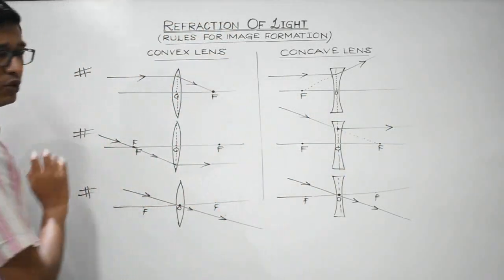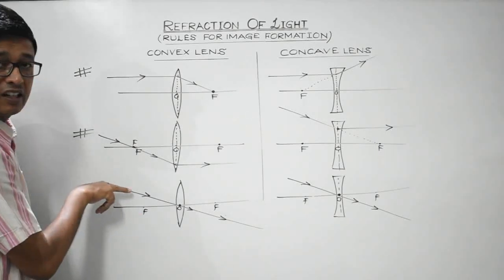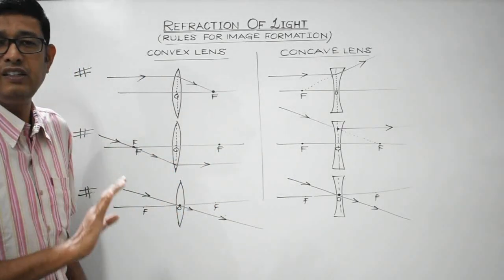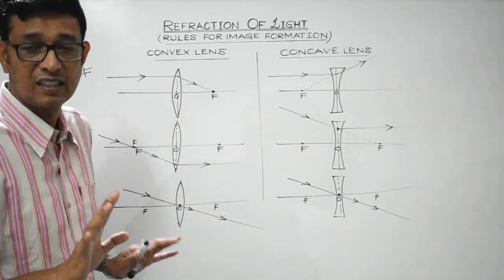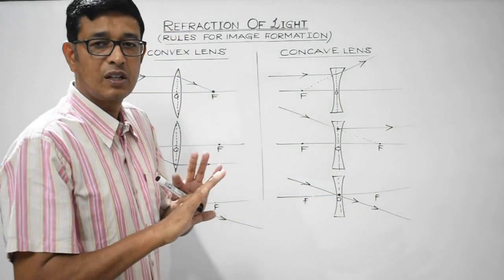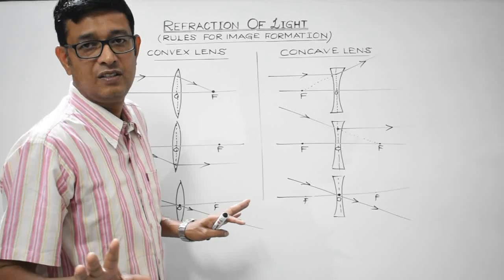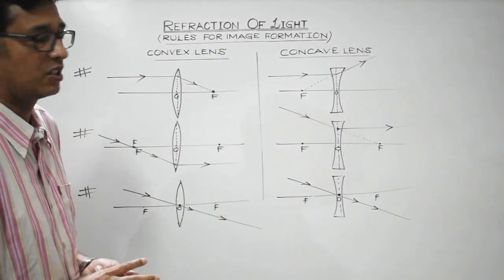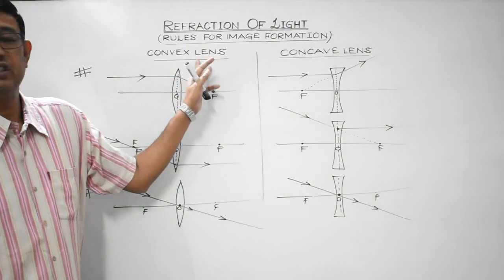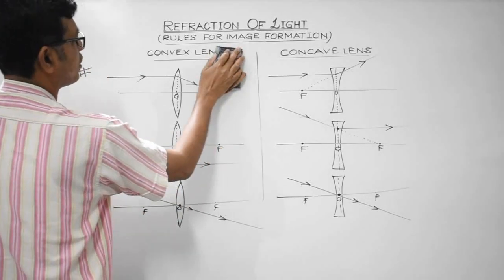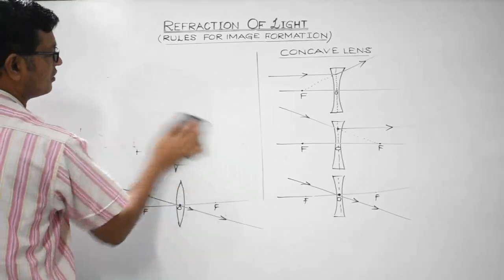Clear? Third one, very simple. Incident ray passing through the optical center of the lens will not suffer any sort of deviation in its path. That is, the ray which passes through the optical center of the lens will remain undeviated. So students, these are the three basic rules for the image formation. Now let's start with the image formation. So what we will do is, we will start with the image formation in the case of convex lens, right?